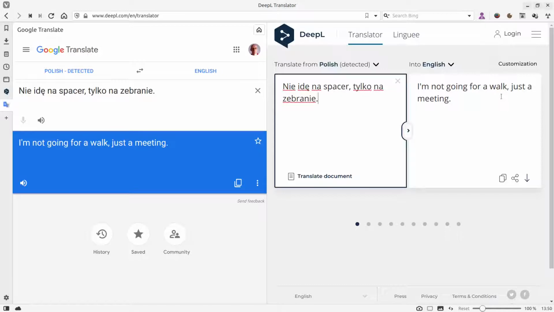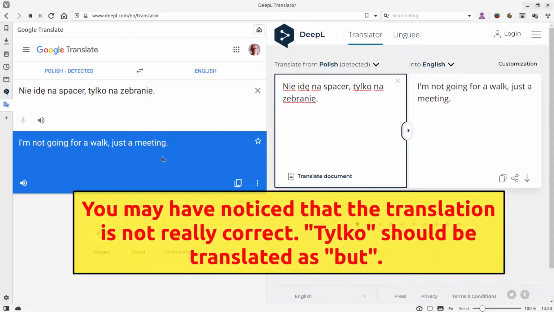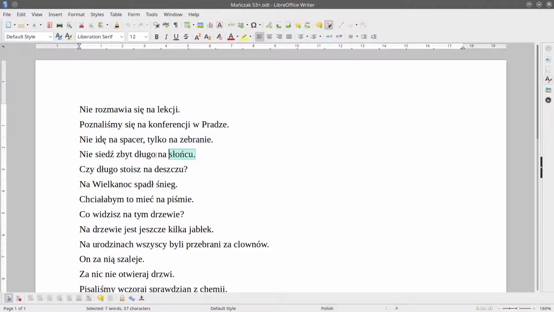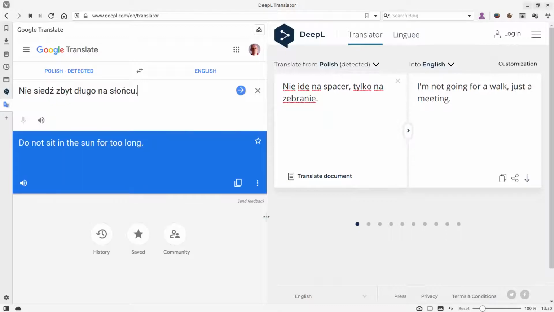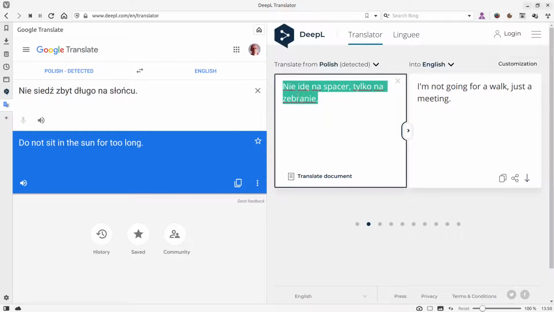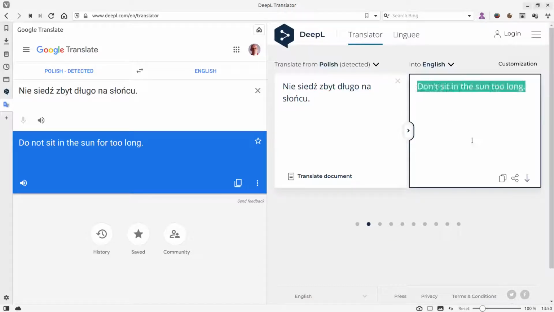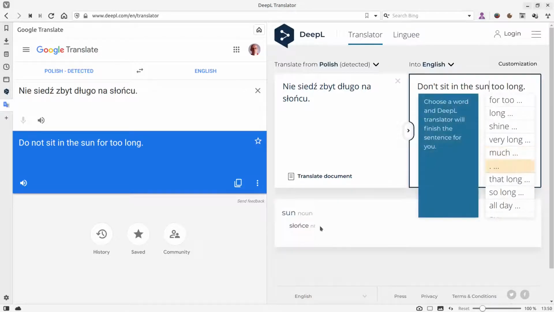I'm not going for a walk, just a meeting. No difference. Do not sit in the sun for too long. Do not sit or don't sit in the sun too long. So the DeepL version is more informal. Don't, and without the preposition.